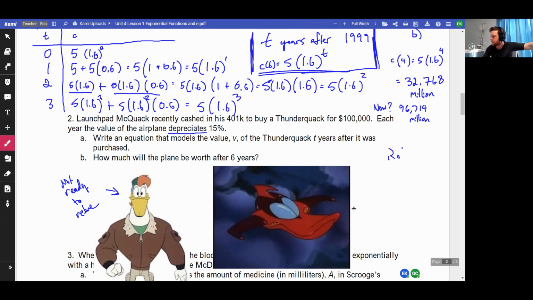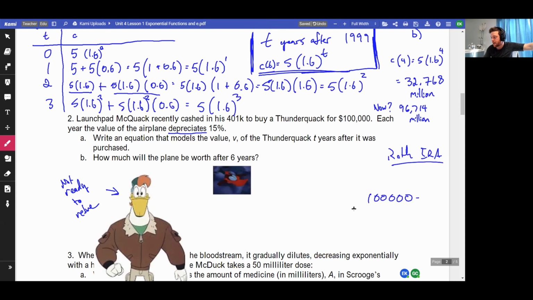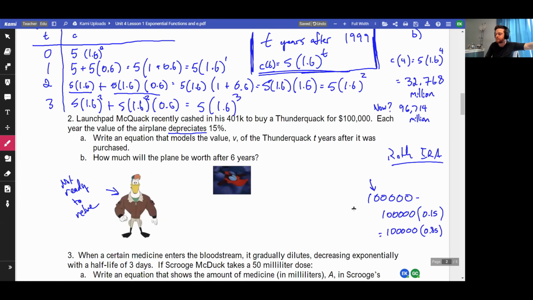Anyways, we're starting with 100,000 here, and we're depreciating 15%. So we start with 100,000, we subtract 15% on that. This is year number 0. This is to get to year number 1. And then this ends up being 100,000 times 0.85. So instead of having a number larger than 1, we have a number smaller than 1. And we're depreciating. We're getting less and less and less.